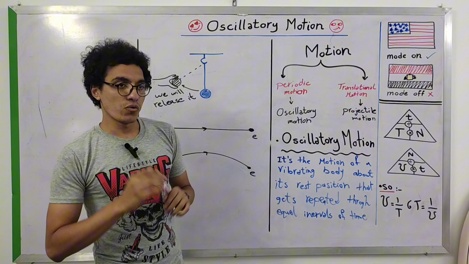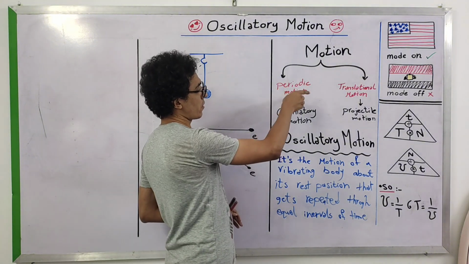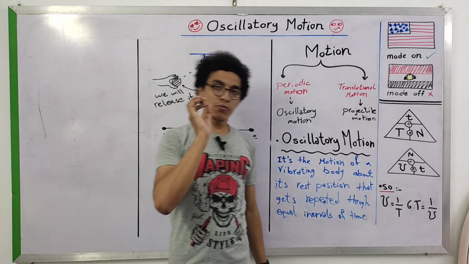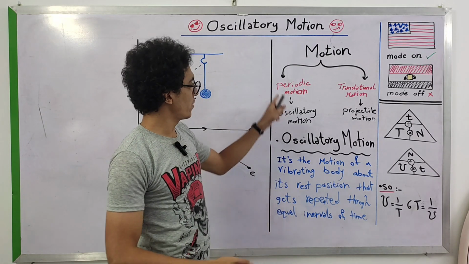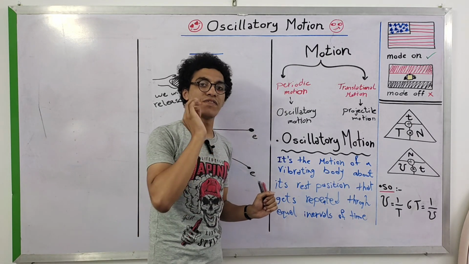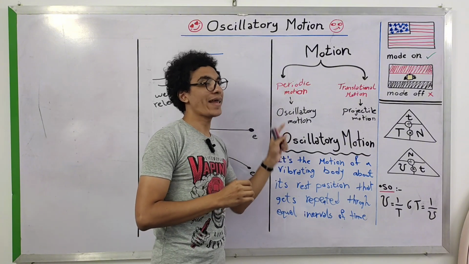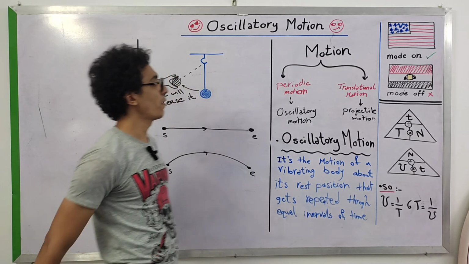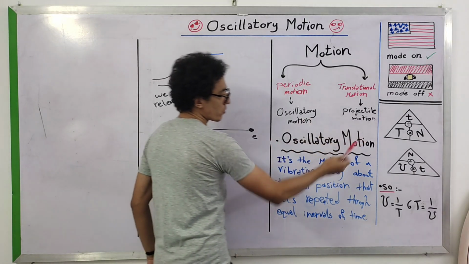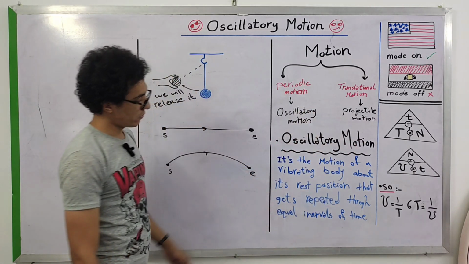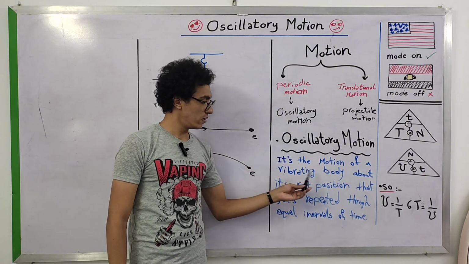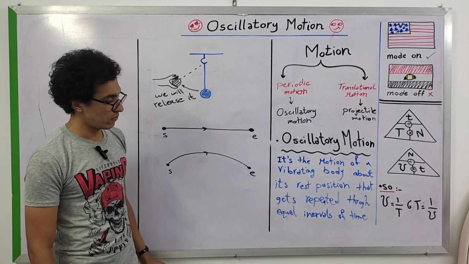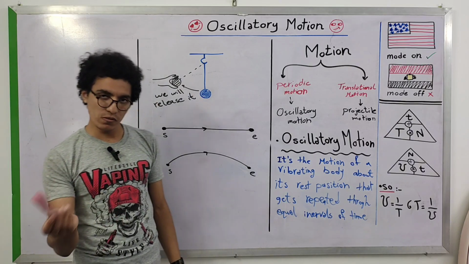Okay, so what is periodic motion? We already know what translational motion is. If you really want to understand periodic motion, we will define oscillatory motion, an example of it, so you will understand the meaning of periodic motion. Oscillatory motion, this is the definition of it: it is the motion of a vibrating body about its rest position. What is the rest position? We will know soon.